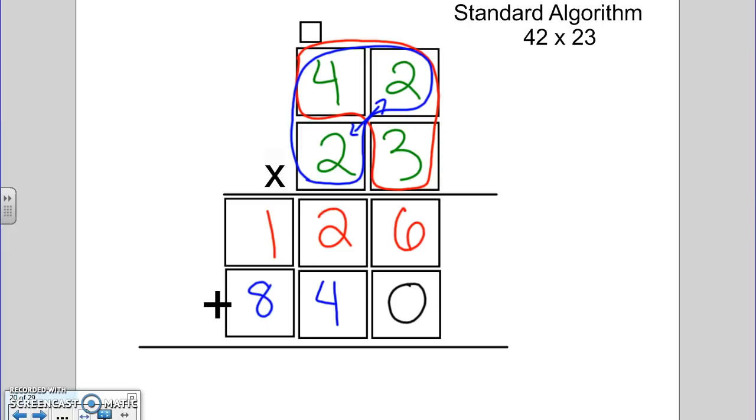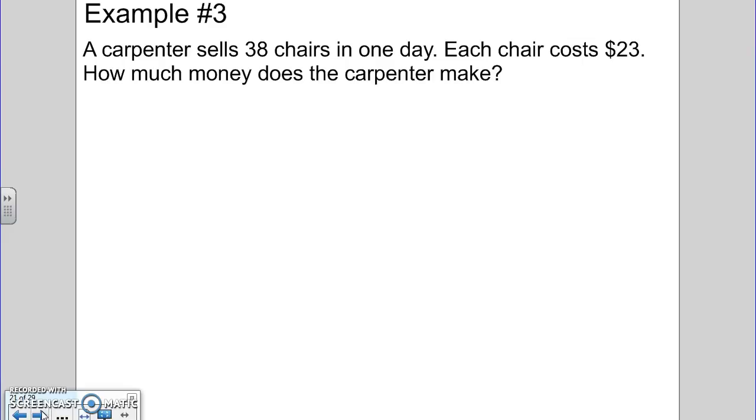So now 6 plus 0 is 6. 2 plus 4 is 6. And 1 plus 8 is 9. So our answer is 966. Let's keep trucking. A carpenter sells 38 chairs in one day. Each chair costs $23. How much money does the carpenter make?